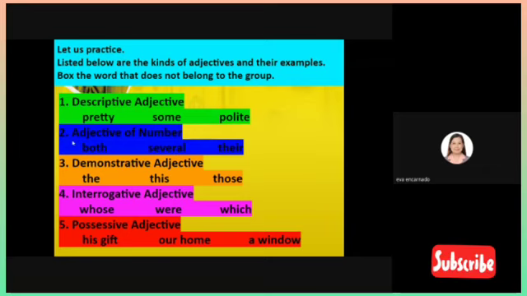Example, adjective of number. Yung both ay example ba ng adjective of number? Yung several ba ay example ng adjective of number? Yung there ba ay example ng adjective of number or quantity? So, i-box nyo yung hindi kasali ha. Does not belong to the group. Okay? You can now pause the video and then start answering.